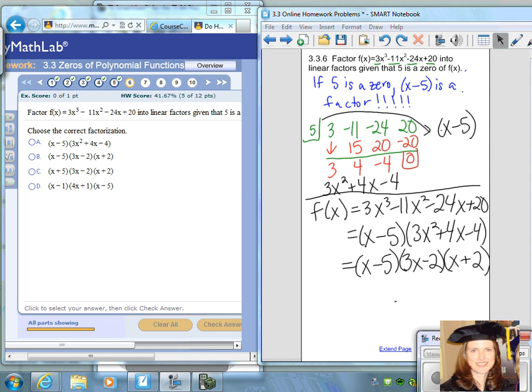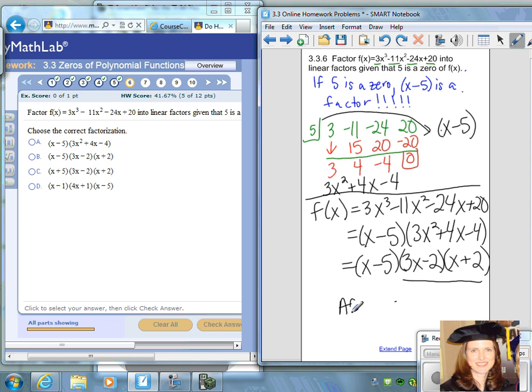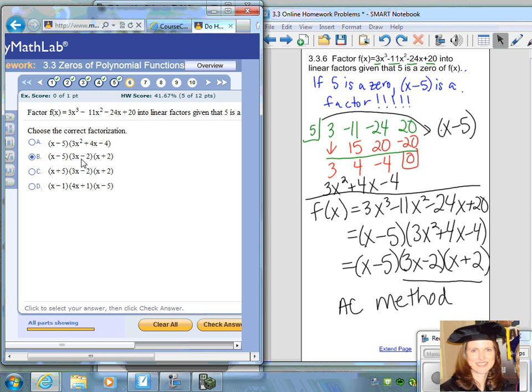Alright, so for this type of problem, you're given a 0. You're going to use that to find one factor, and then synthetic division is going to help you find the other factors. Now, the way I got this was using the guess and check method, but you could also use the AC method that we covered in the review chapter for factoring polynomials. This gives us an alternate way, but using synthetic division, we get x minus 5 as a factor because 5 is a 0. And then the other factors are 3x minus 2 and x plus 2.